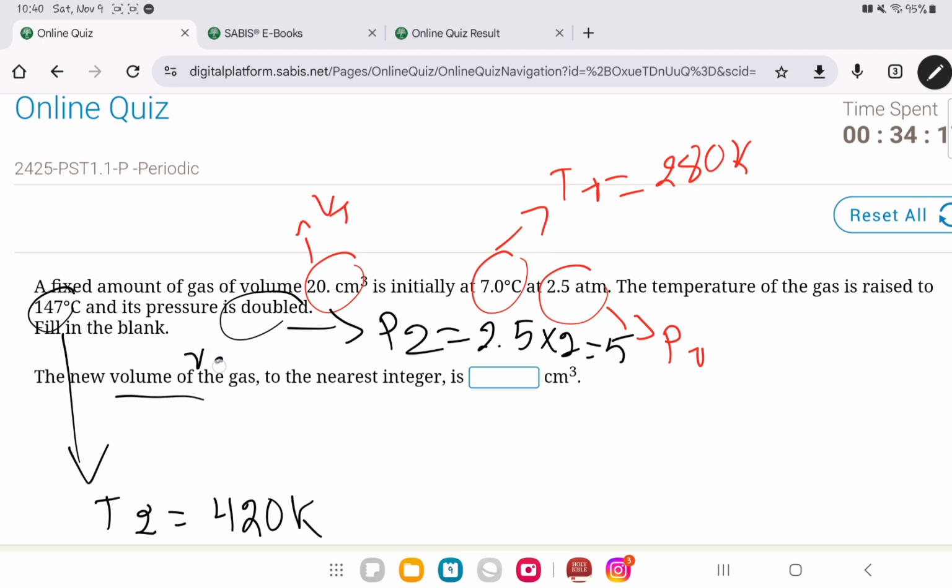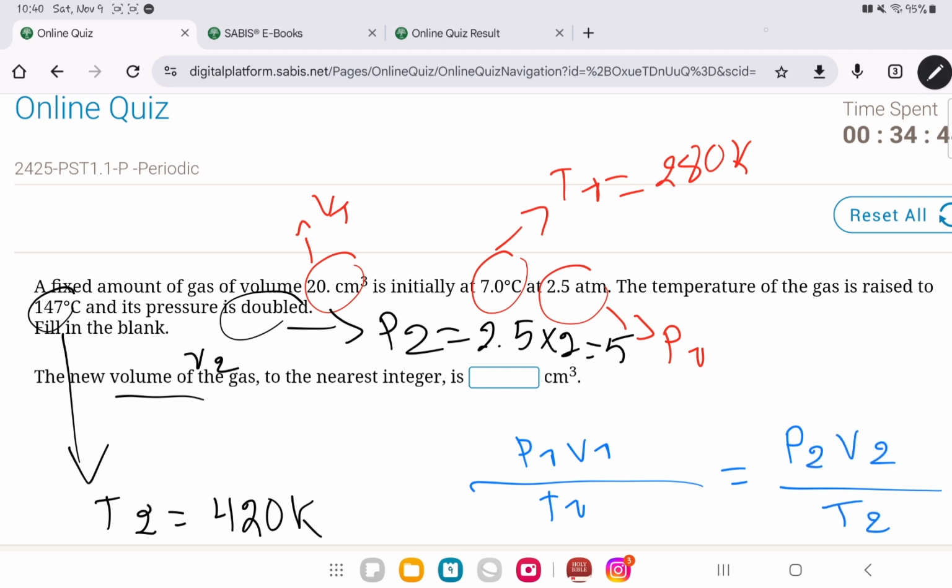The new volume, so volume 2. So what equation do we apply? We apply P1 V1 over T1 is equal to P2 V2 over T2. So the first pressure is 2.5, okay? 2.5 times the first volume, which is 20, over the first temperature, which is 280.